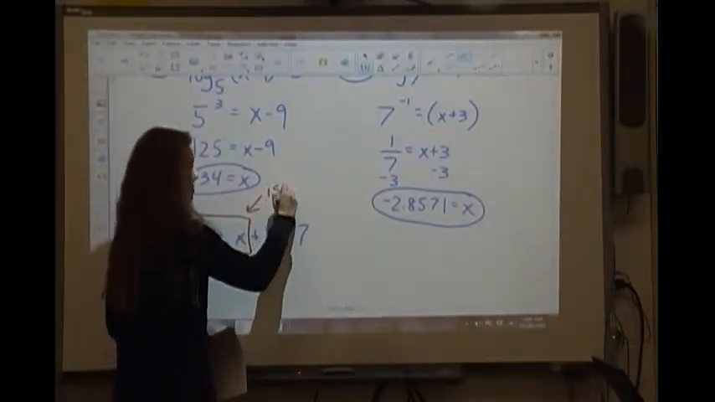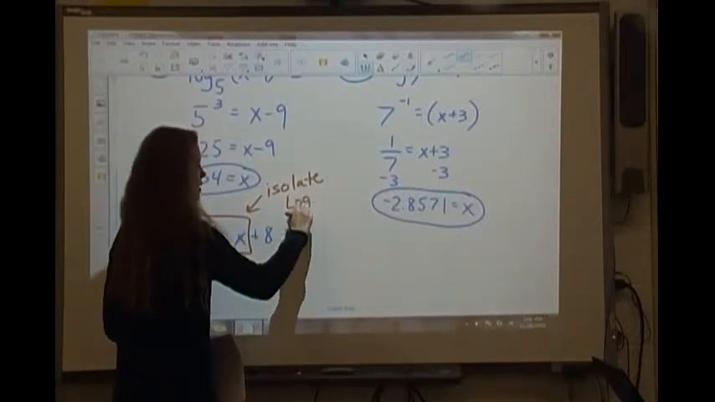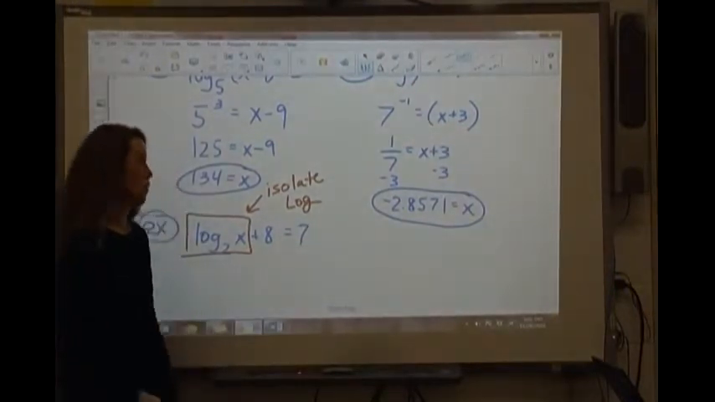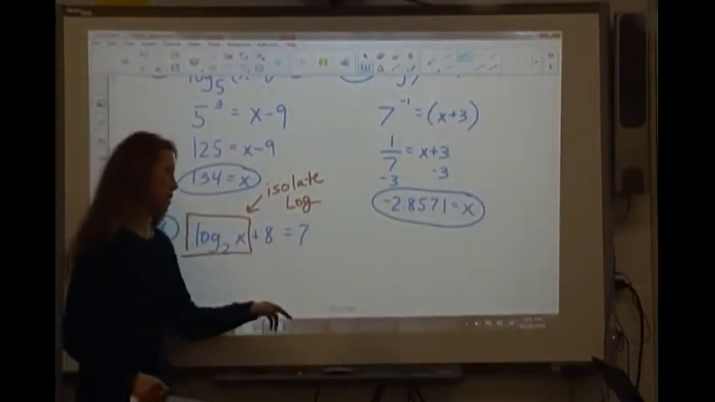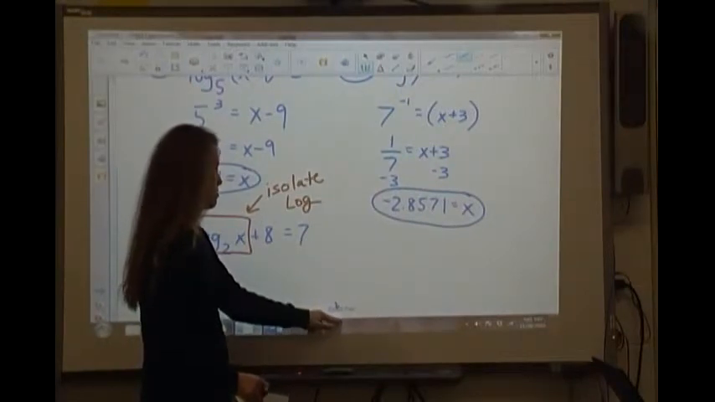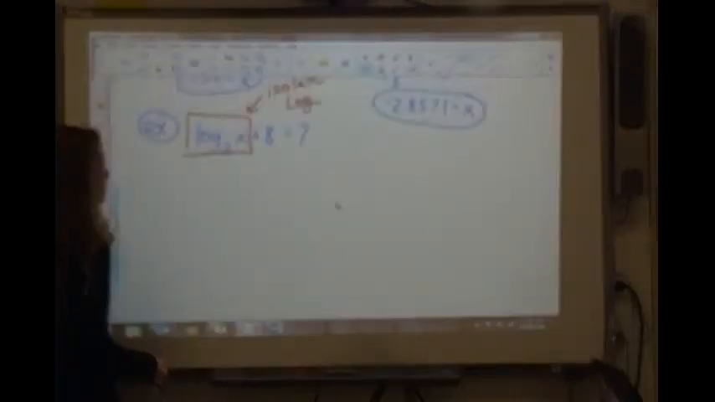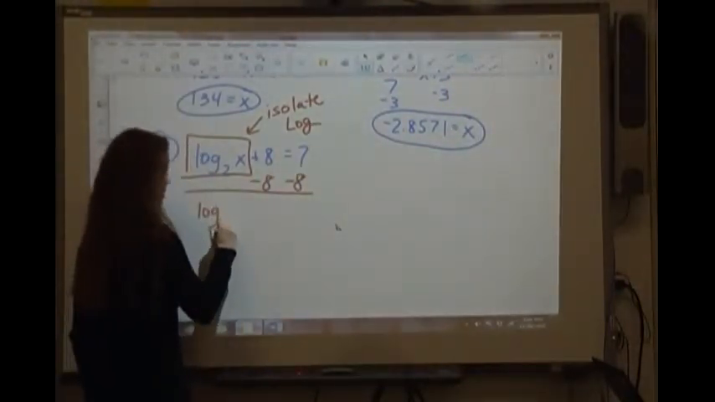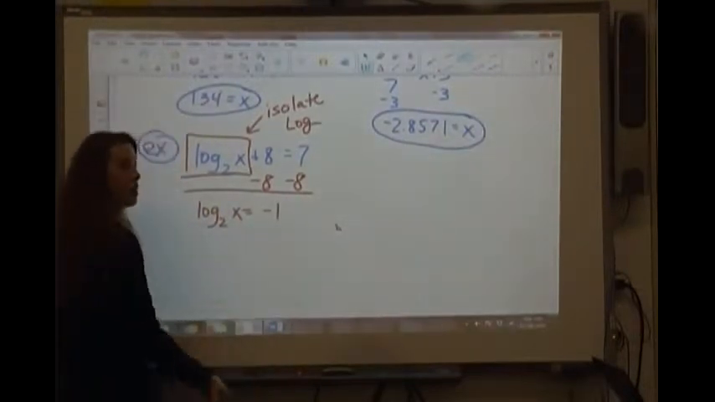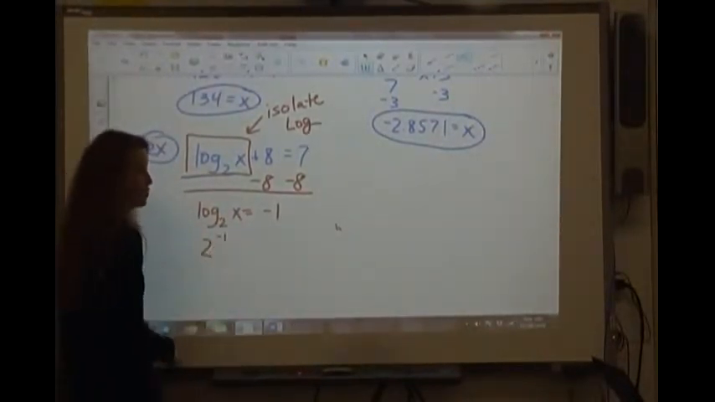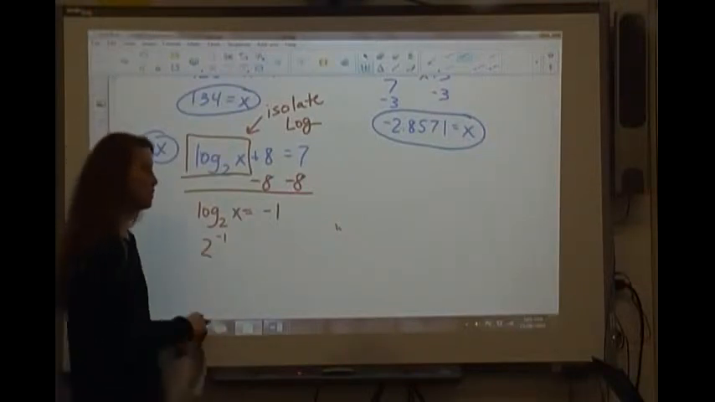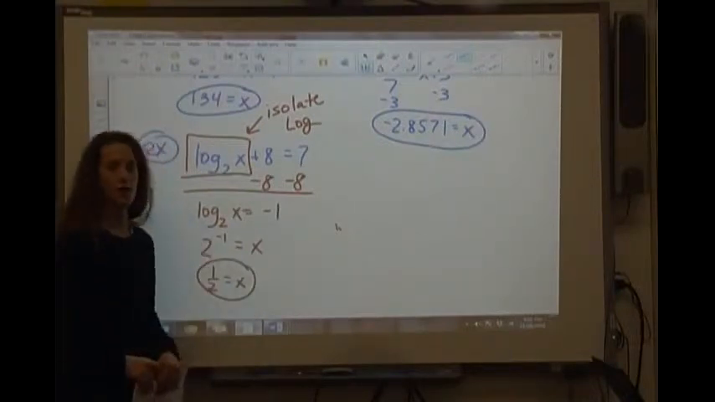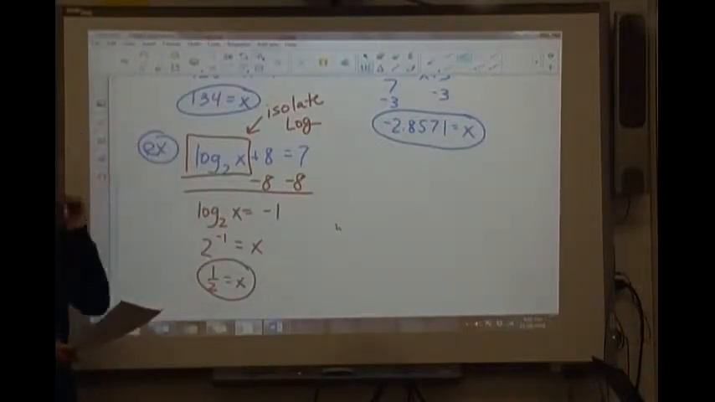We need to isolate the log. We need to get the log by itself on one side of the equation. So right now, we need to move the 8 over because we cannot switch forms the way that it is right now. Once I move that 8 over, I'm going to subtract 8. So I have log base 2 of x is equal to negative 1. Now I can change forms. 2 to the negative first power, because my base is 2, logs are equal to exponents. Set that equal to x, and get 1/2 is equal to x, because that negative exponent is going to make that a 1/2.